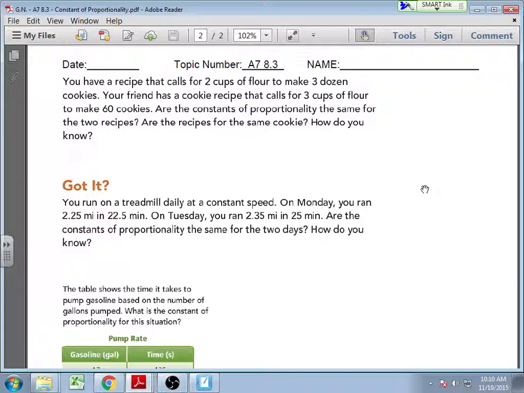Show the math of how you got there. Really, since our lesson's all about constant of proportionality, you know that's going to come into play.